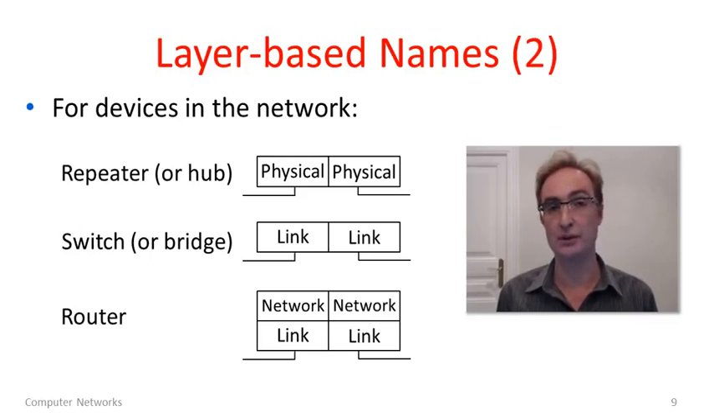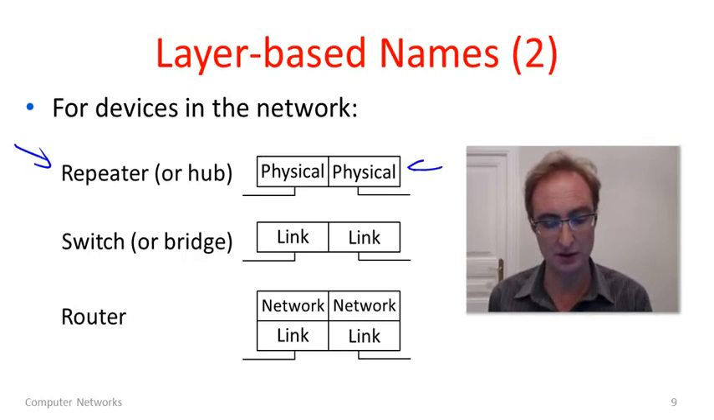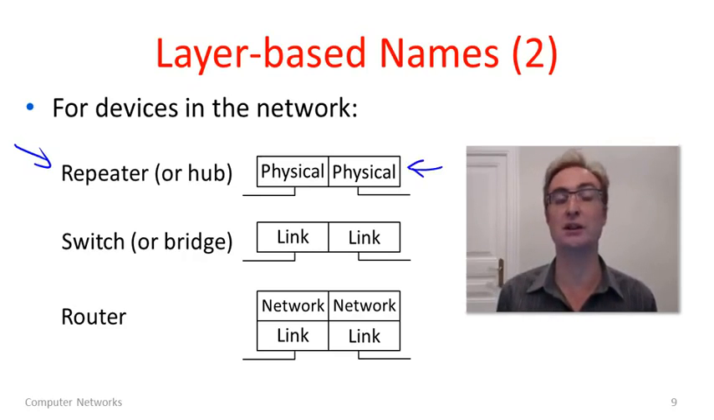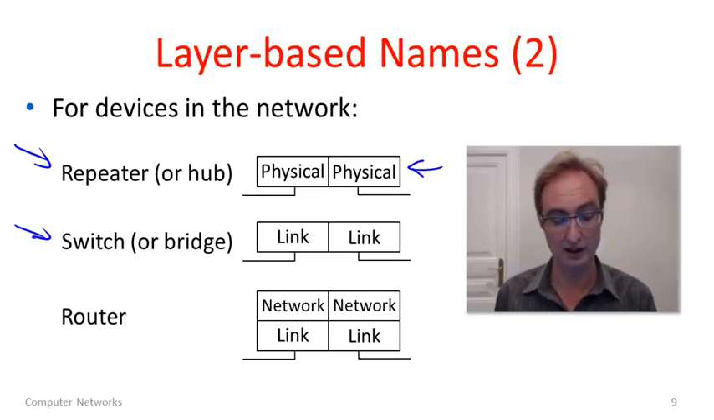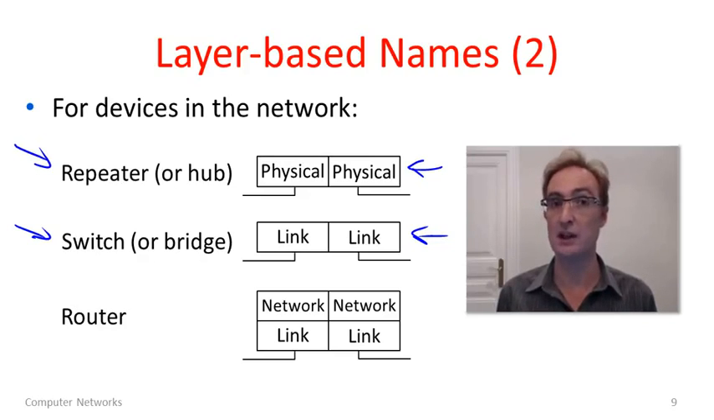Layer-based names are also used for devices in the network. Now here I have a device that's called a repeater or a hub. It works like this. You see this picture shows that it performs processing at the physical layer, but it does not touch information at any higher layer. You might also have heard of devices called switches. A switch operates at the link layer, so you can see here that it connects different instances of a link, typically with the same technology, and that's how they can be connected together.